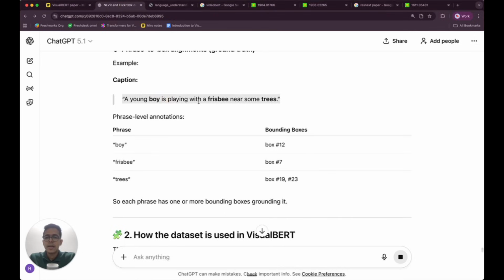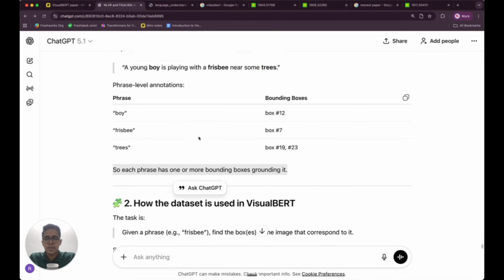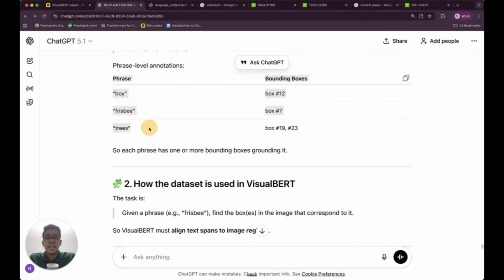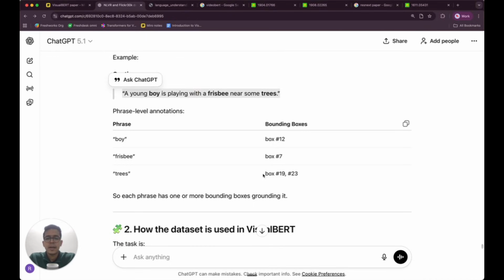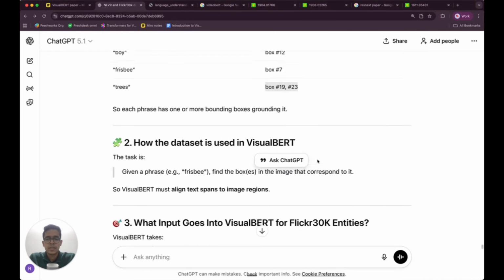A young boy is playing with the frisbee near some trees. Then bounding boxes are box number 12, and that is connected with the phrase boy. So maybe there is a JSON file or some table which connects the phrase boy with the bounding box number or bounding box ID. So each phrase has one or more bounding boxes grounding it. Okay, very good. Because trees means maybe there are multiple bounding boxes corresponding to trees. So the phrase trees from the caption might correspond to multiple bounding boxes. Okay, so this is the dataset.